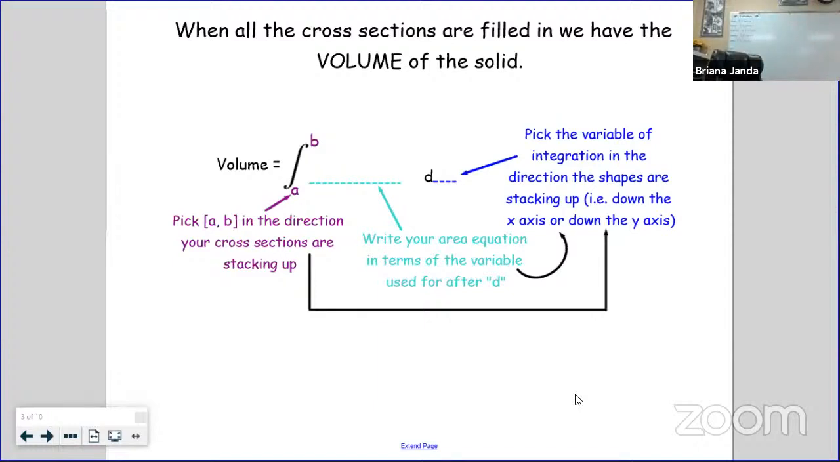Okay, so again, the biggest thing I can stress is just make sure all of your letters are working together. Things we have to be careful of is that our equations are written in terms of the correct variable, that we are picking where we start and stop our integration in the direction that they are stacking up. So along either your x-axis or your y-axis, and that should match your dx or dy at the end of your integral.